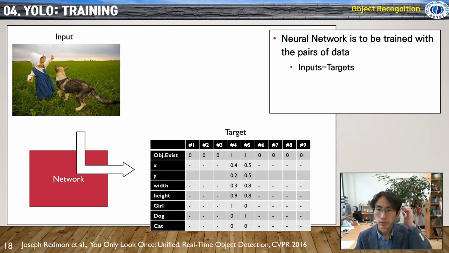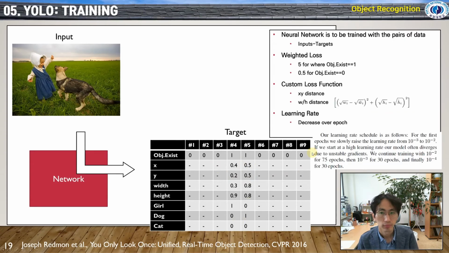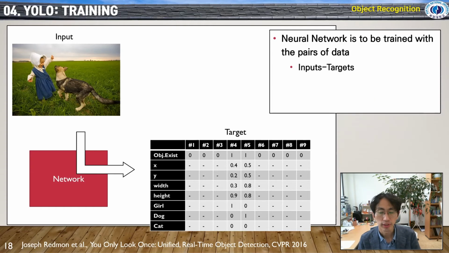Okay, a neural network is trained with a pair of data, input and targets. So the target data is just like this. For the target data, we just have 2 boxes here, because if there are only two objects here, then we have 2 targets available. All the other values are zeros. Okay.